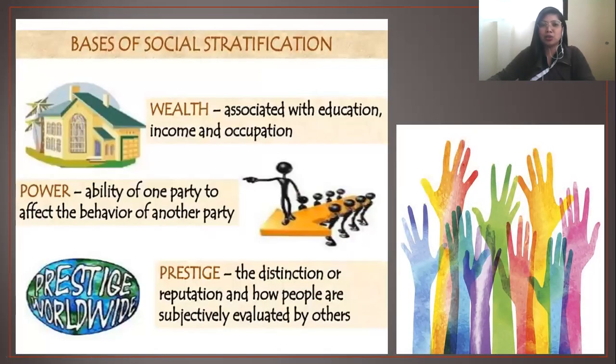The bases of social stratification are wealth, power, and prestige. Wealth is associated with education and occupation. Power is the ability of one party to affect the behavior of another party. And prestige is the distinction or reputation, and how people are subjectively evaluated by others.